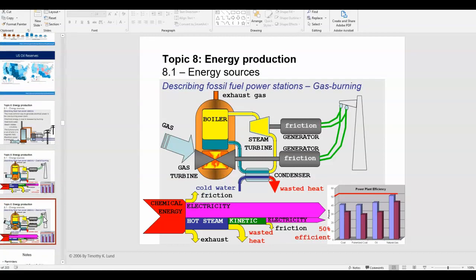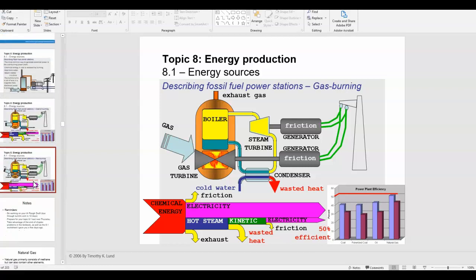Okay, this is basically the same thing except with natural gas. Okay, so this is 50%. The other one said 40%, but somewhere in the 30 to 50% range. You do need to know that natural gas is more efficient than coal, because that is a fact that you should know.